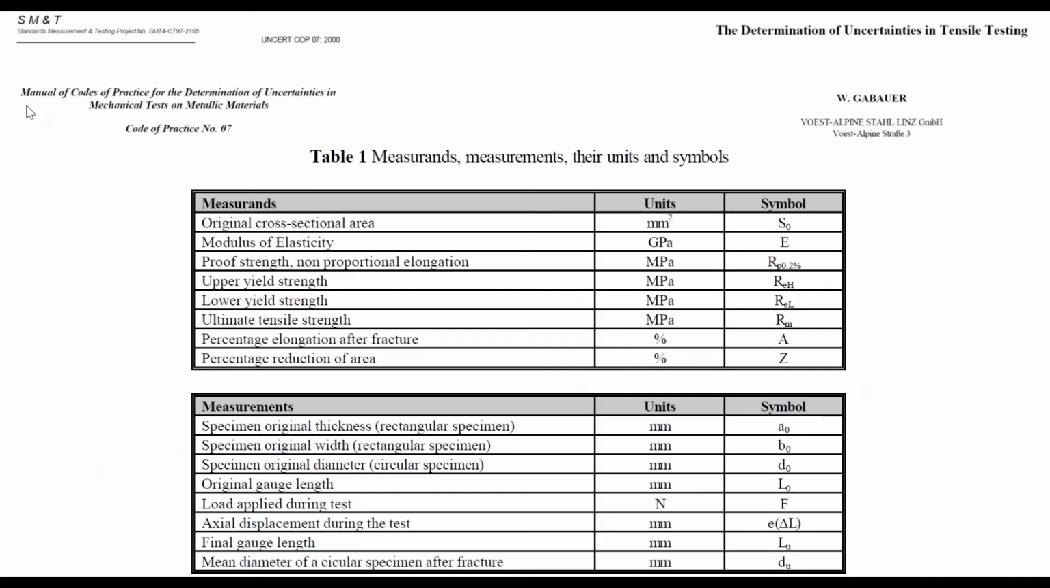So I have all the references at the next to the last slide in the presentation, with internet links. So if you're really nerdier than I am, you can go to these reports like this Code of Practice 07, and it actually allows you to calculate for a particular measurement what the test uncertainty was for tensile testing. They've also done it for Charpy V-notch.